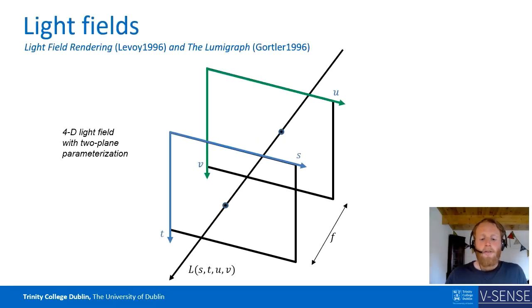Light fields. While traditional two-dimensional images only capture the spatial intensity of the light rays, four-dimensional light fields also capture the angular direction of the rays. Light fields are commonly represented using the two-plane parameterization shown here, in which a ray of light is characterized by its intersection with two parallel planes, with one plane representing the spatial distribution of the light rays and the other plane representing the angular distribution of the rays.